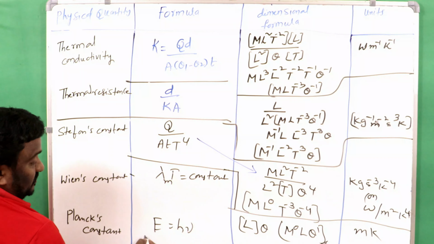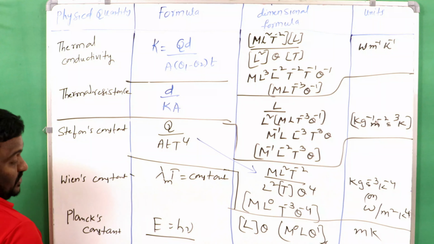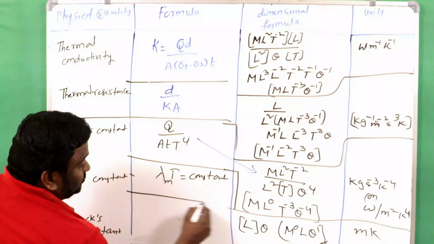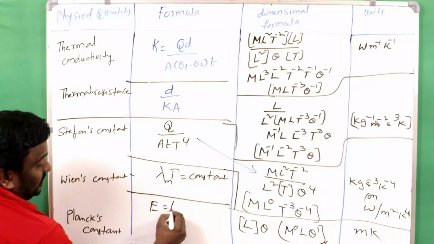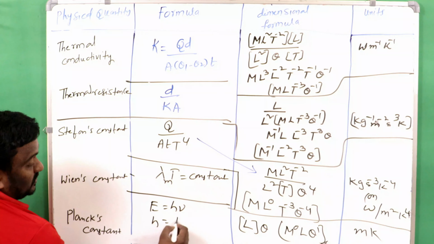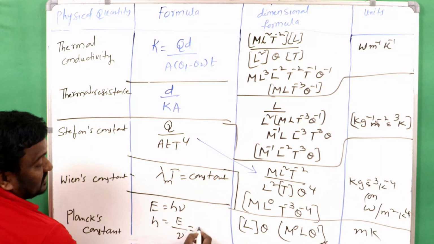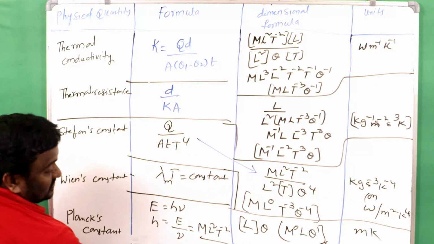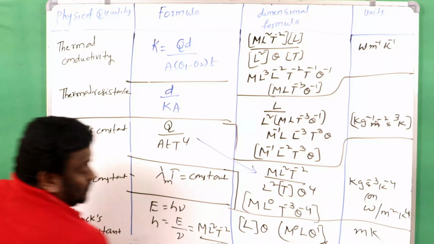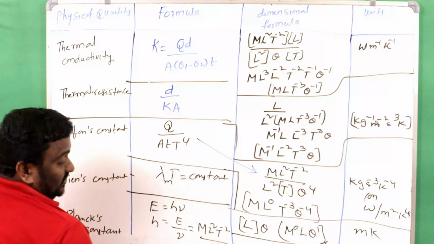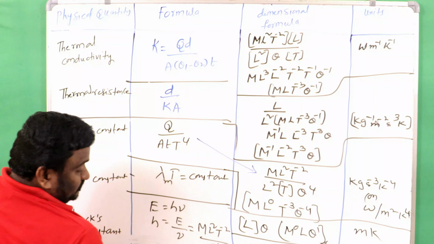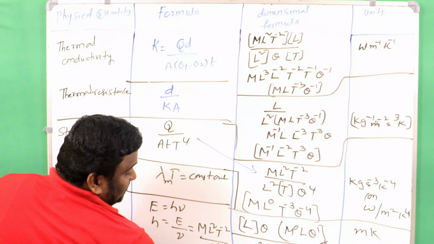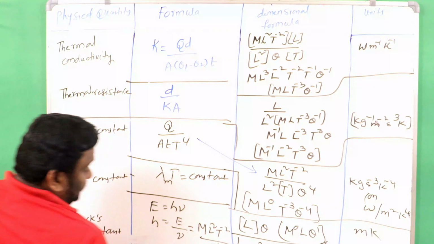So now let's see Planck's constant, E equals h nu. I am going to write here only E equals h nu. h equals E by nu. What is E? Energy, M L squared T to the power of minus 2, by nu. Frequency is T to the power of minus 1. Then obviously we get M L squared T to the power of minus 3.